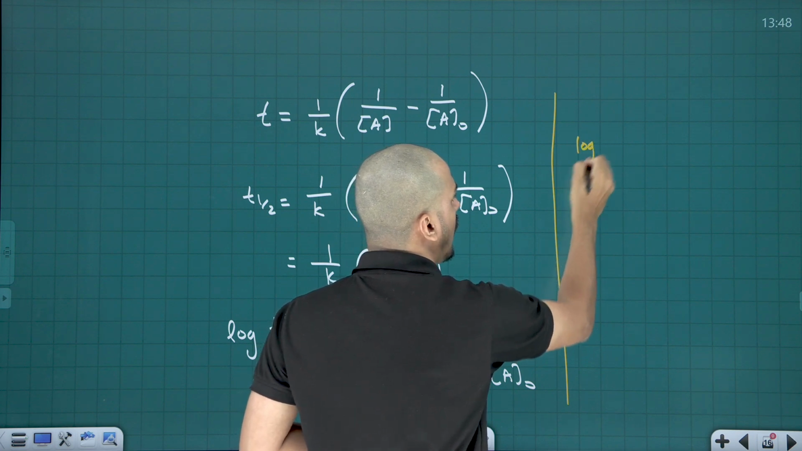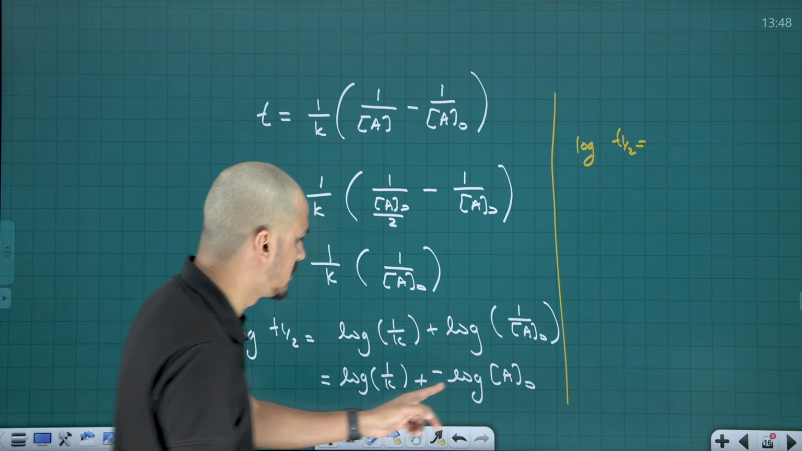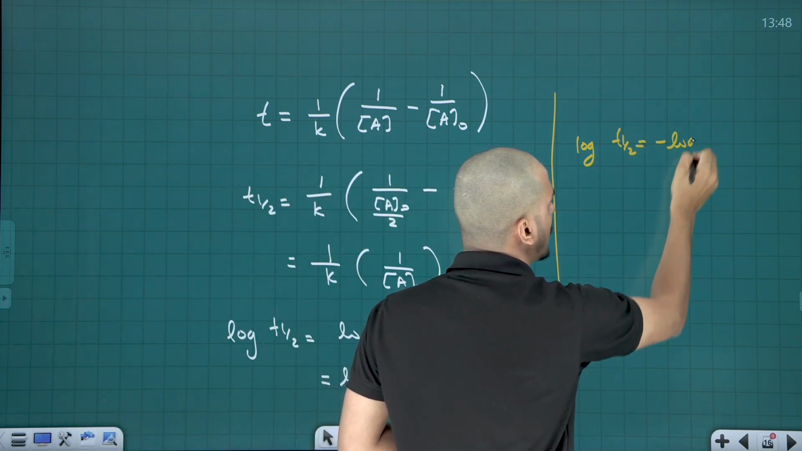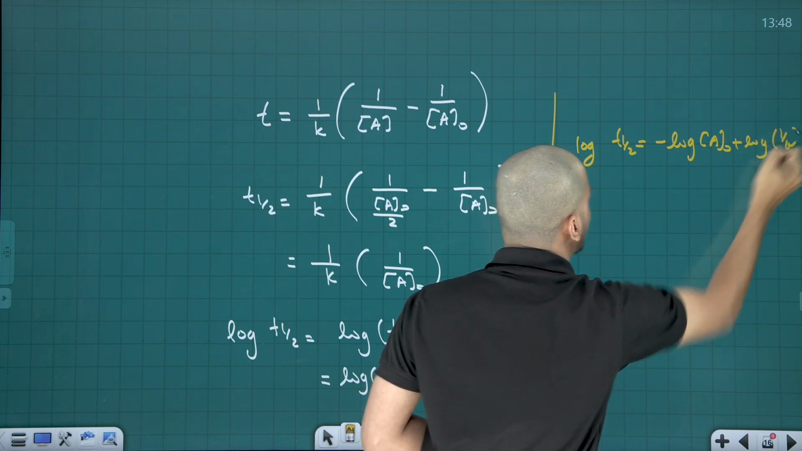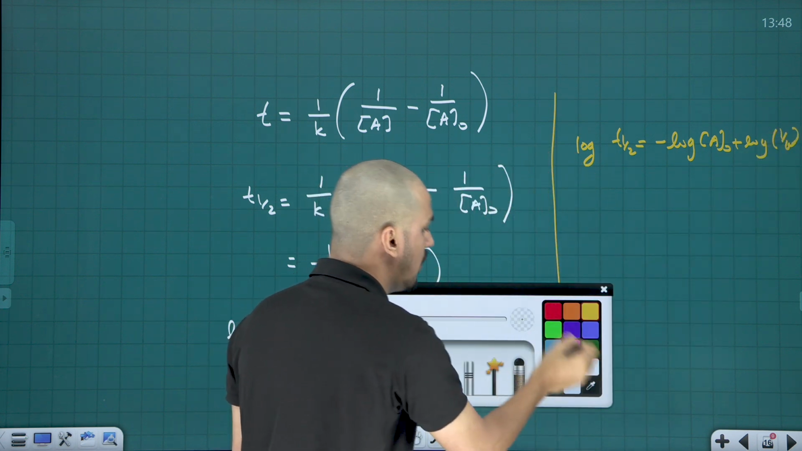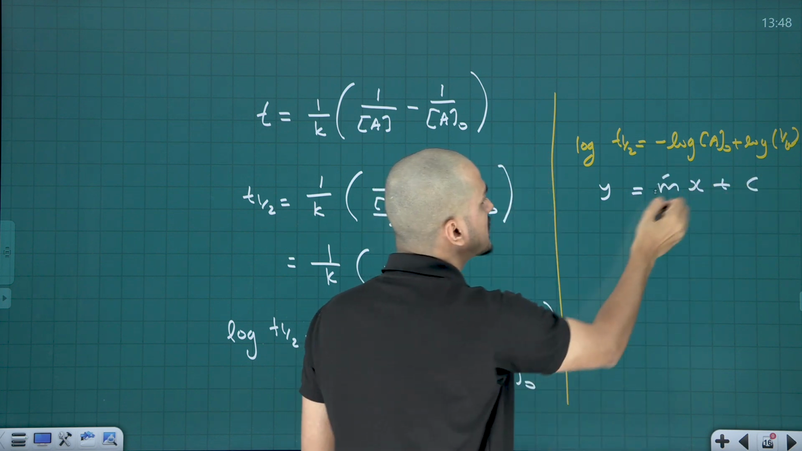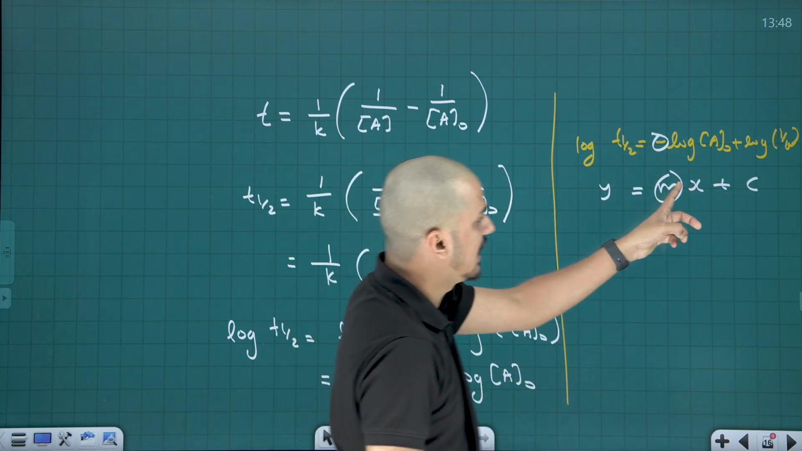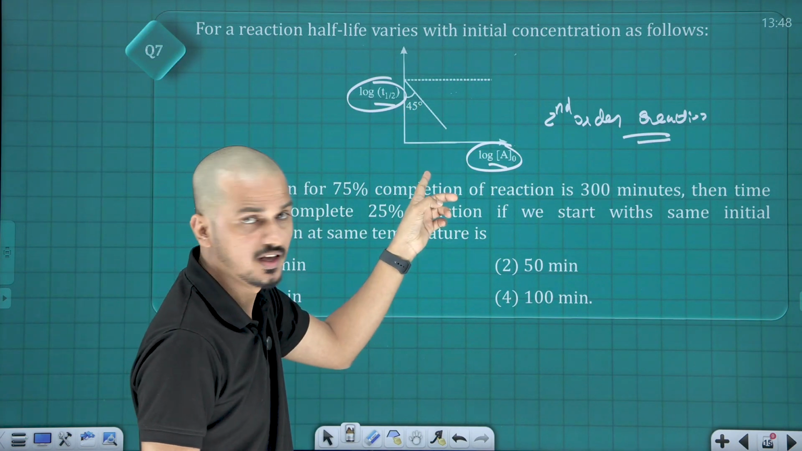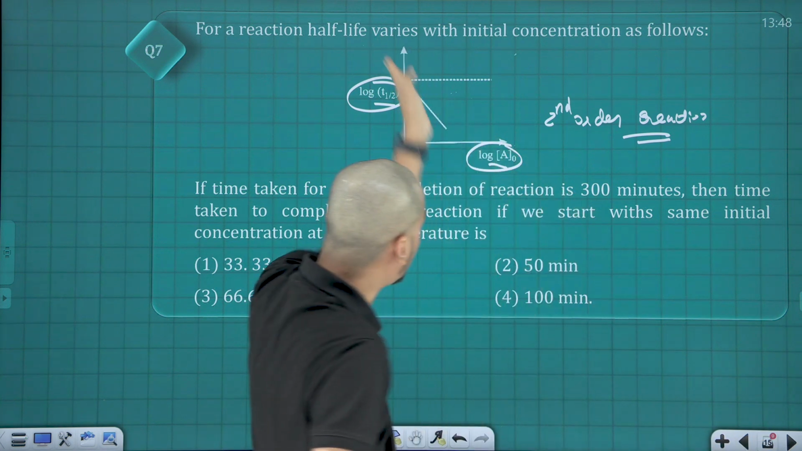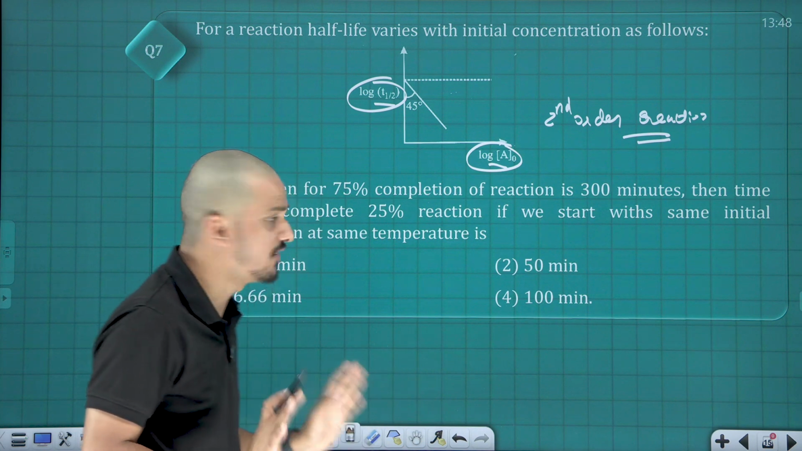I'm writing here, simply checking, simply confirming: log T half is equal to minus log A0 plus log 1 by K. Yes, this is of the form y equals mx plus c. m is negative 1, that means tan theta is tan 45, negative only. The value is negative, a decreasing slope and a straight line. So this is second order, which we confirmed.